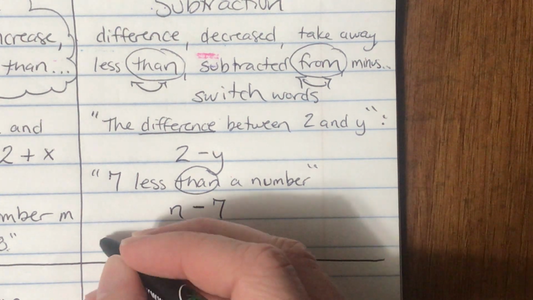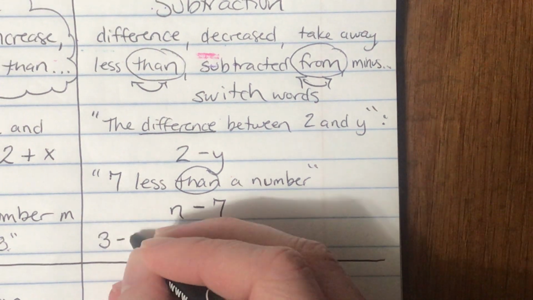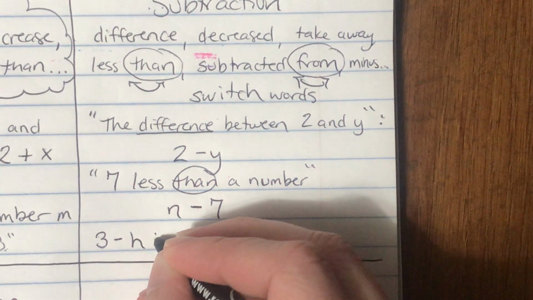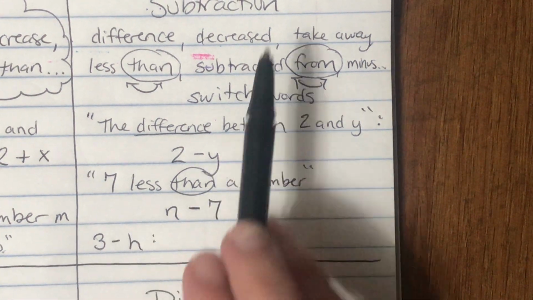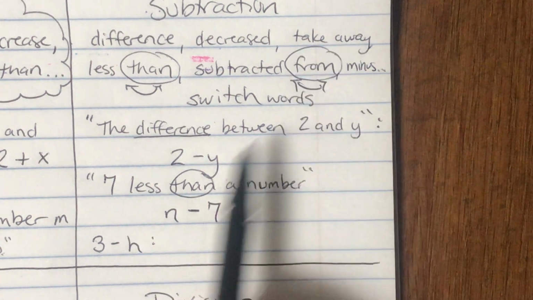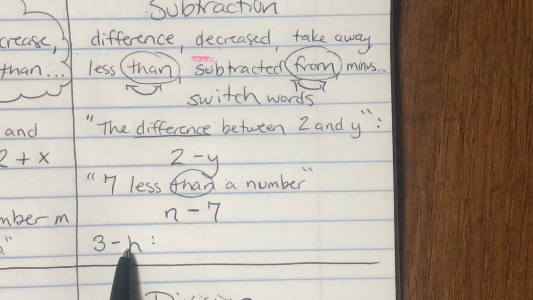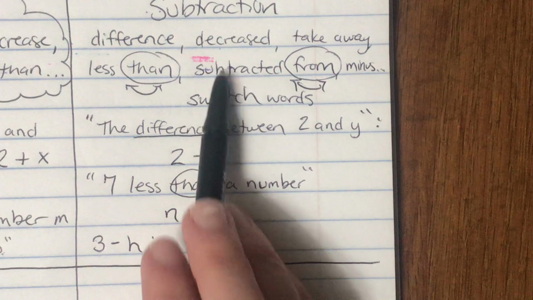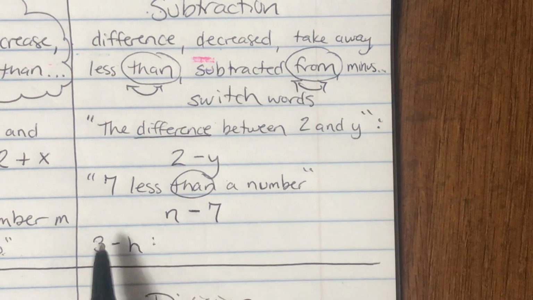All right, so let's do an example that's backwards. Let's just say 3 minus h. And in words, I could say this a lot of different ways. I could say the difference between 3 and a number. I could say 3 decreased by h. I could say 3 take away h. Now if I say less than, I have to say h less than 3. I have to switch it. I have to go backwards. Same thing. I could say h subtracted from 3. Switch words. I could say 3 minus h.